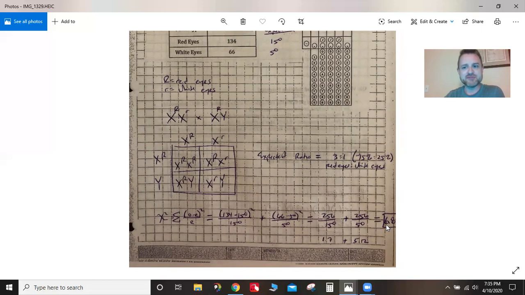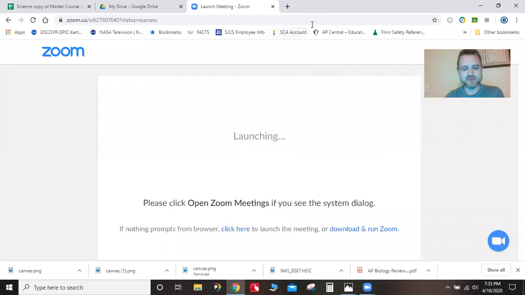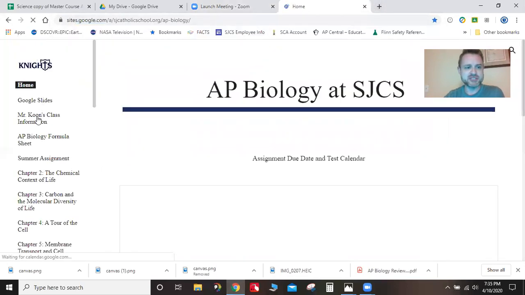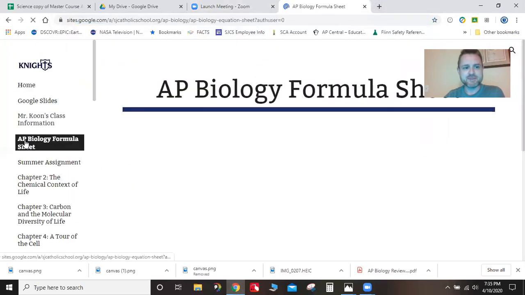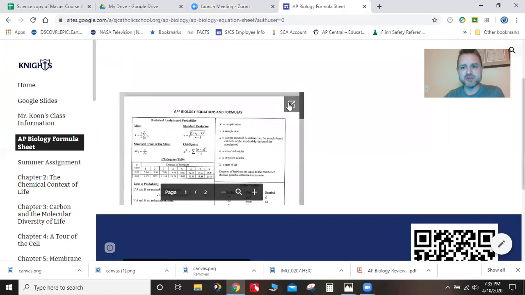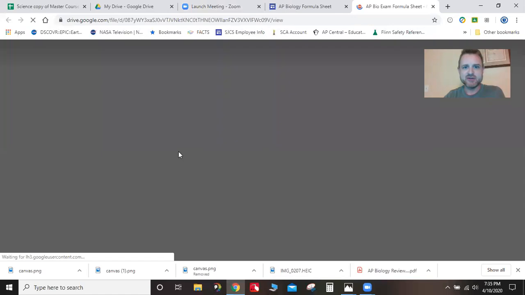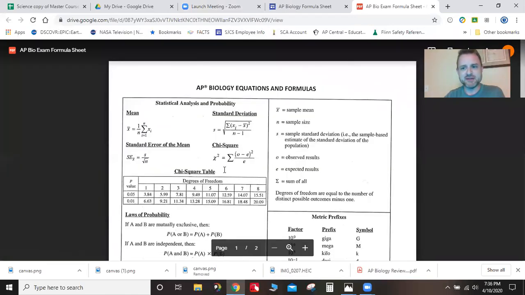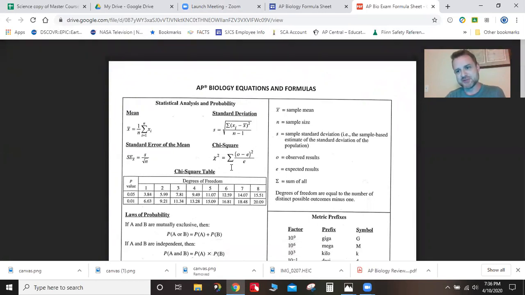There are 2 choices, so there's 1 degree of freedom. I'm going to super quick pull up the formula sheet. If the question wanted to know whether you reject or fail to reject, the null hypothesis would be that the difference between the expected and the observed is not statistically significant.